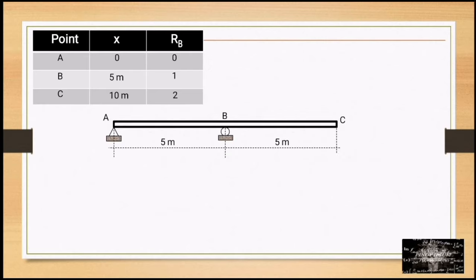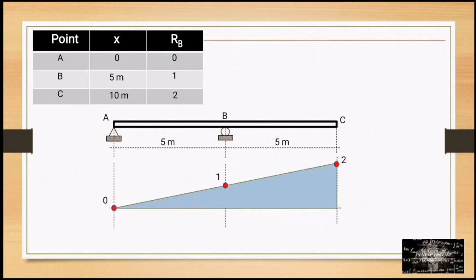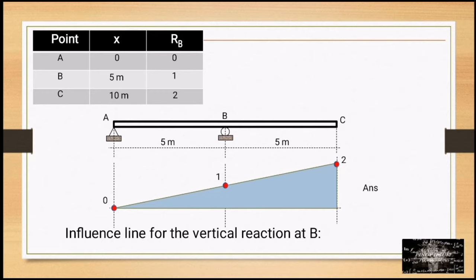Now, let us make the influence line. At point A, we have 0. Then, at point B, we have 1. Then, at point C, we have 2. These are the ordinates of RB. So, we will connect them. Then, this is the answer. This is the influence line for the vertical reaction at point B.